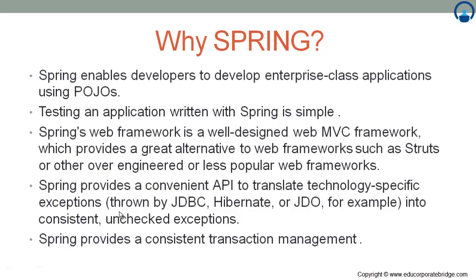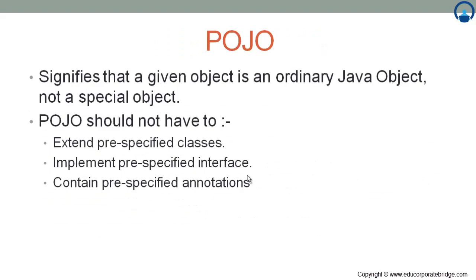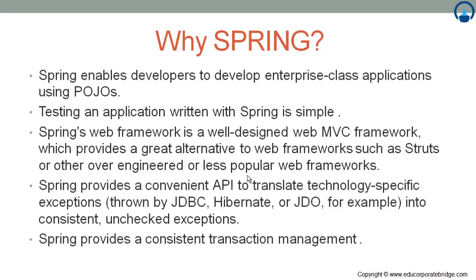And the last one of the advantages is that Spring provides consistent transaction management. Spring also deals with transaction management, and it has JTA, that is the Java Transaction API, which deals with the transaction mechanism in Spring. So these were some of the advantages of Spring, and these days it is one of the most popular frameworks used to develop Java EE applications.